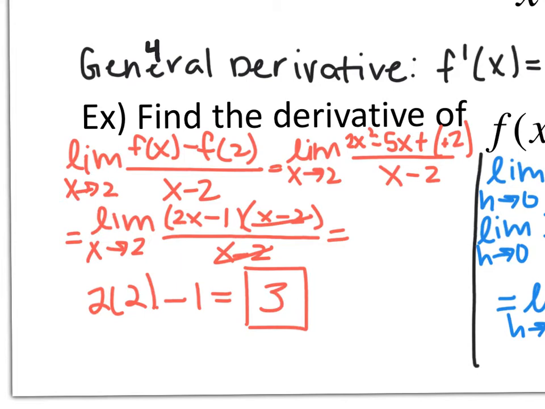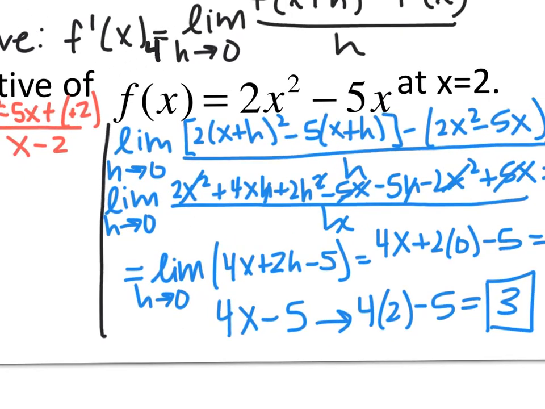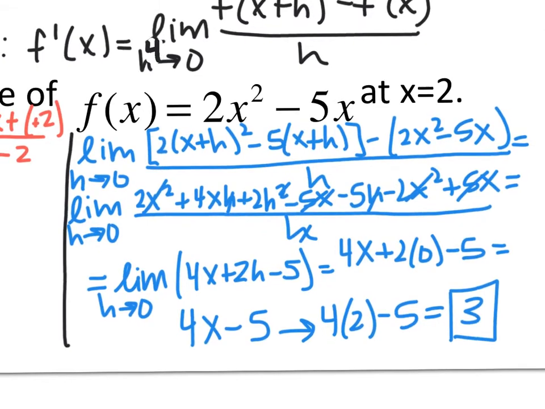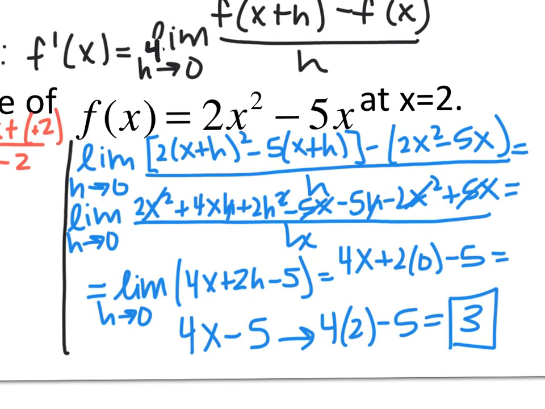You end up with a positive 3. So that's your final answer right away. If you were to want to do the general derivative first, then you set up your difference quotient with the h's. You do all of that like we've been doing all year. You end up with the limit as h approaches 0 of 4x plus 2h minus 5. So in the past, that was just your final answer. Now we're taking the limit as h approaches 0, so you plug in 0. The general derivative f prime of x is equal to 4x minus 5.